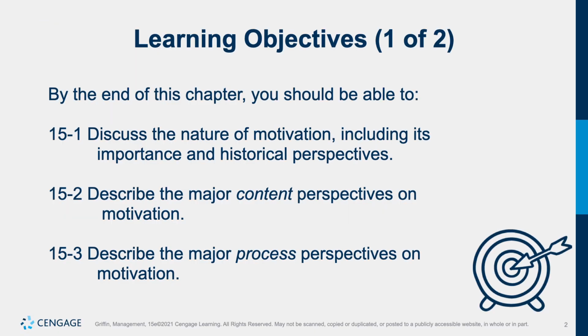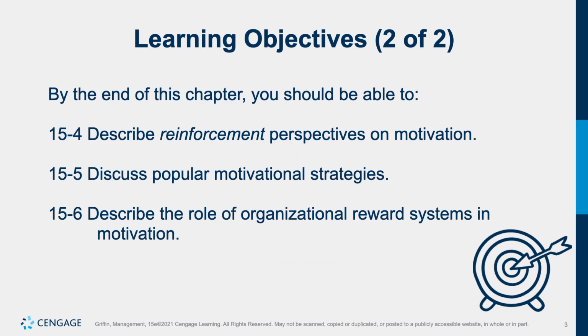The learning objectives for this chapter include to know the nature of motivation, including its importance and historical perspectives. Also, we want to understand the major content perspectives on motivation as well as the major process perspectives on motivation. Further on the learning objectives, we'll learn the reinforcement perspectives on motivation as well as understand motivational strategies and the role of organizational reward systems in motivation.